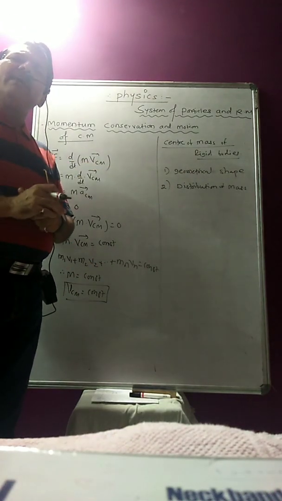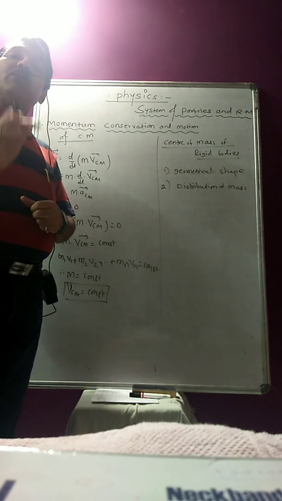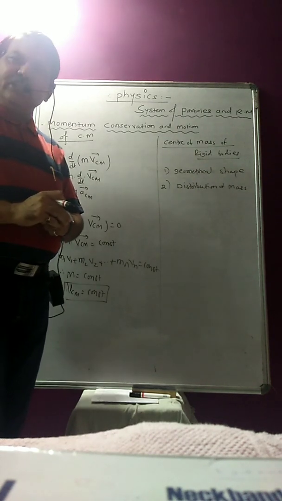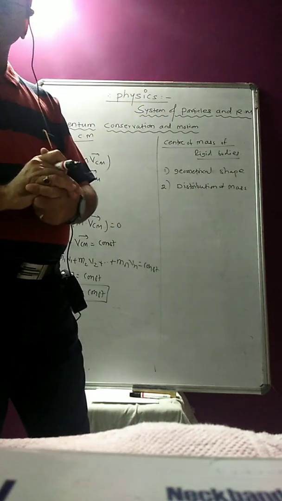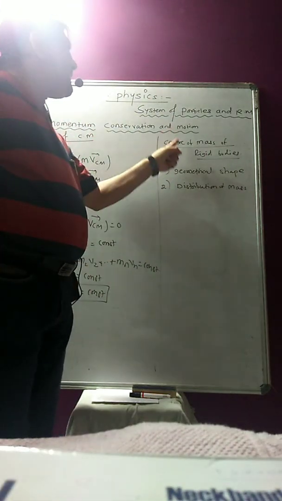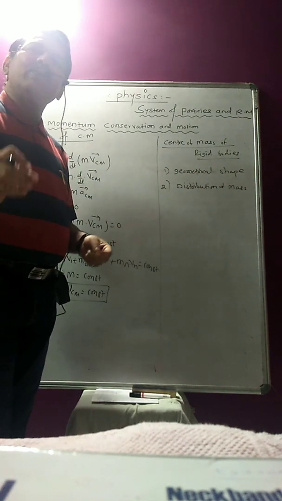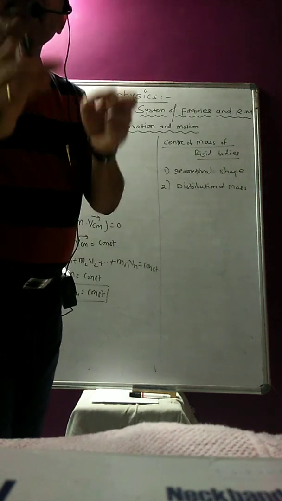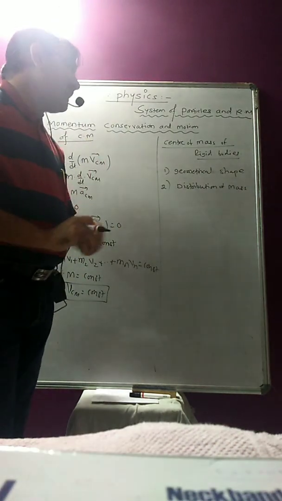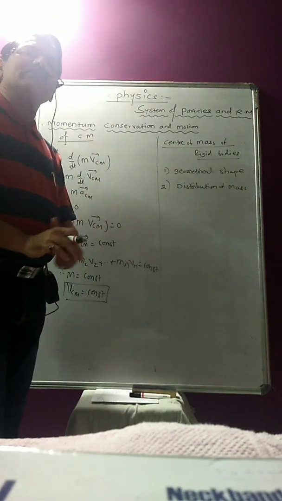If a body has a regular geometrical shape and the distribution of mass is uniform all over the body, then the center of mass of that rigid body lies exactly at its center or the middle point of that body. So that is called the center of mass of that rigid body.